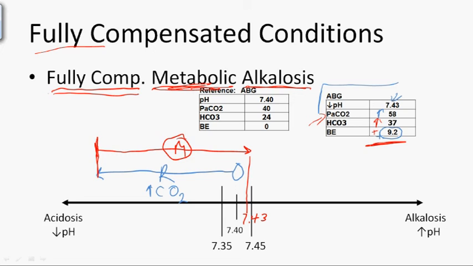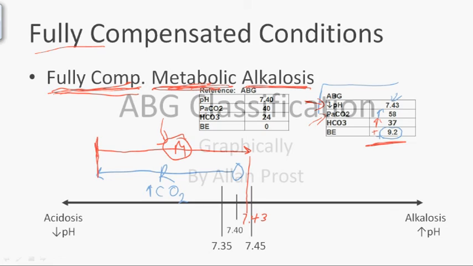So it's a fully compensated metabolic alkalosis. Fully compensated, normal pH. Metabolic, because my metabolic vector is slightly longer than my respiratory. It's an alkalosis because I'm slightly on the alkalotic side. All right? So a fully compensated metabolic alkalosis.